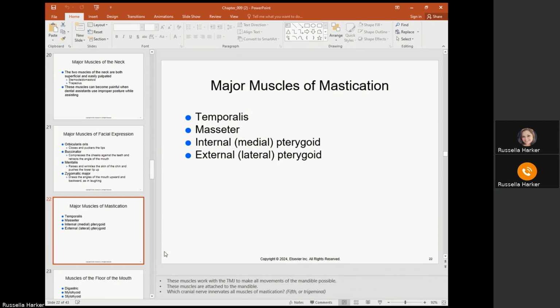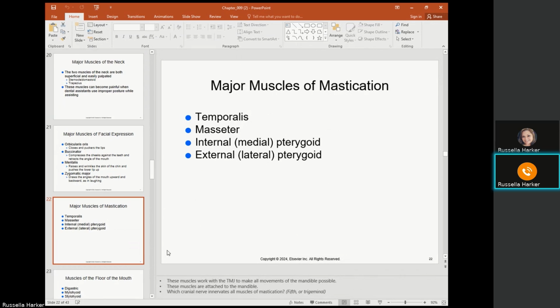Your major muscles of mastication are listed here. The major muscles are 4 paired muscles attached to the mandible that include the temporalis, the masseter, the internal or medial pterygoid, and the external or lateral pterygoid. You can see those in figures 9-10 in your book. These muscles work with the TMJ to make all movements of the mandible possible. So we wouldn't be able to eat or talk or anything like that without these muscles.